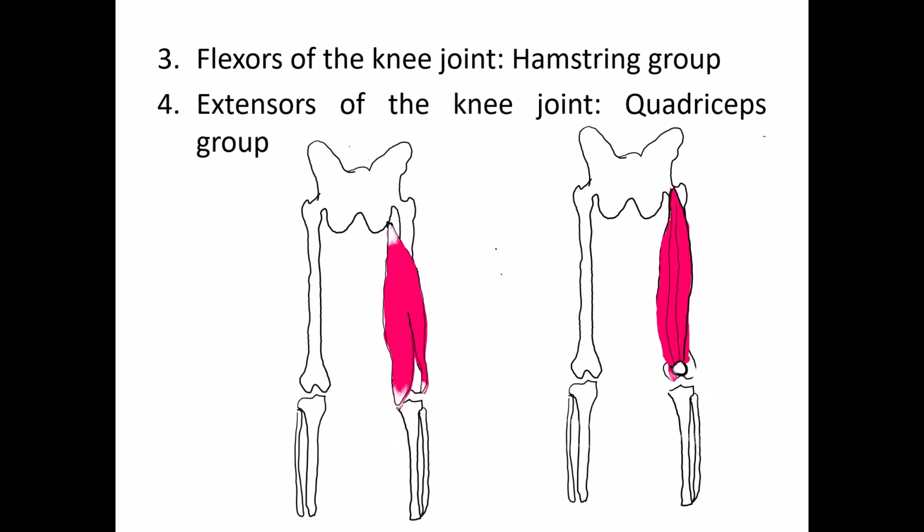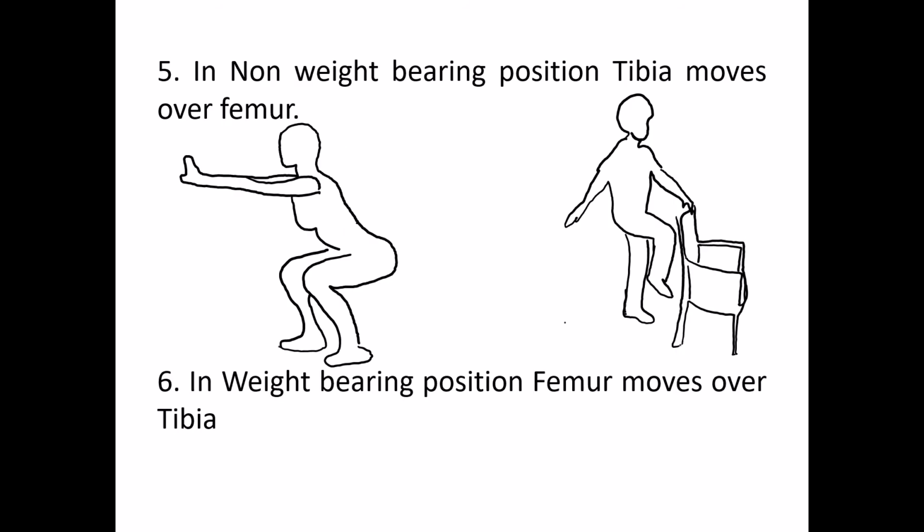Now coming to the next one, the muscles of the knee joint, which are the flexors and the extensors. Flexors are nothing but your hamstring, and extensors are nothing but your quadriceps. Extensors are located in the front aspect of the knee joint, known as the anterior aspect. The flexors are located in the posterior compartment, also known as the back of the knee joint, as shown in the diagram.